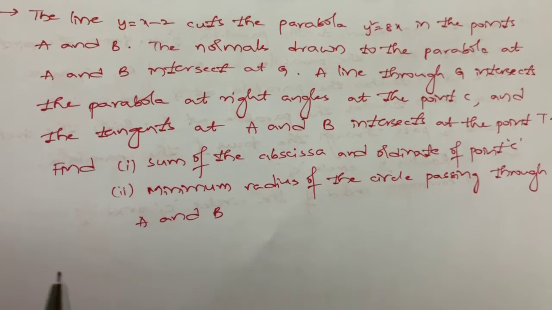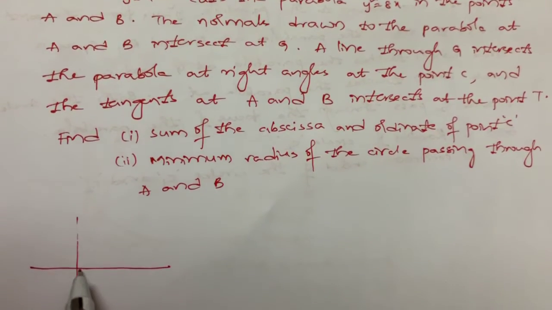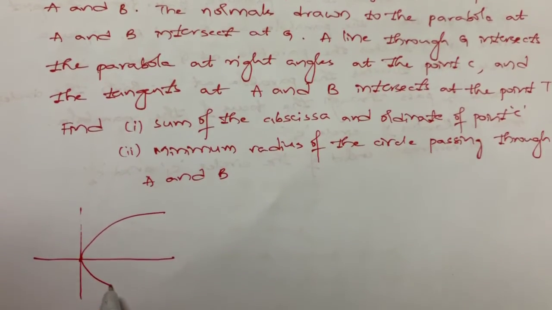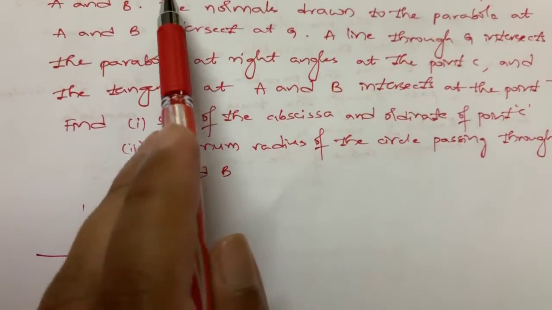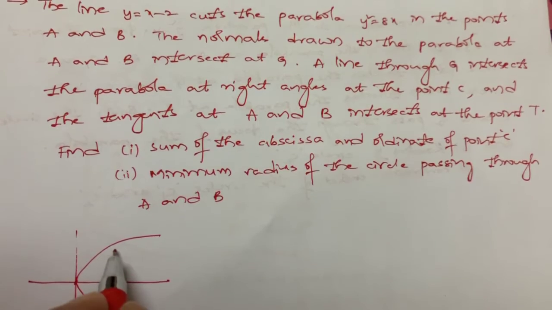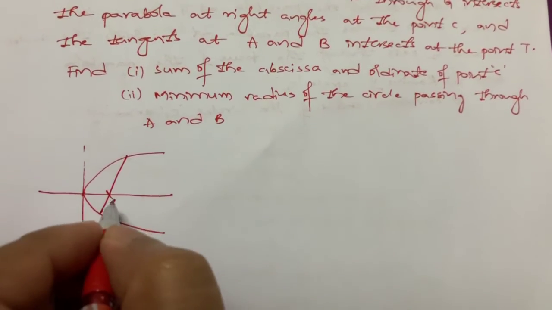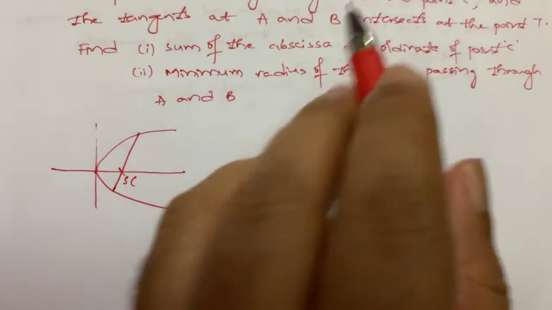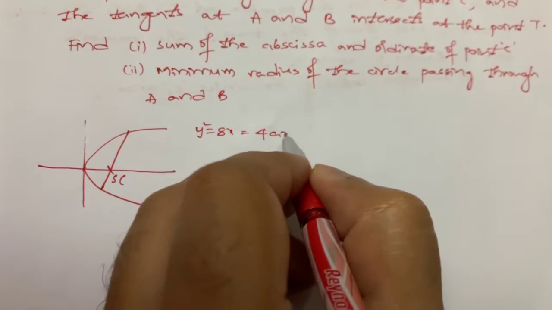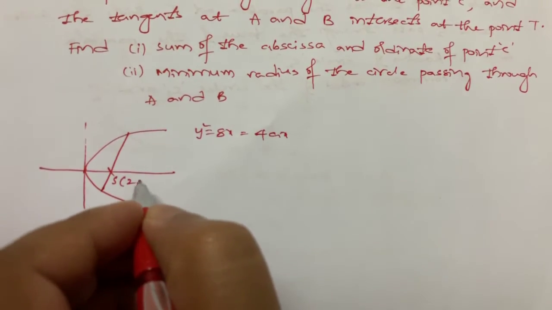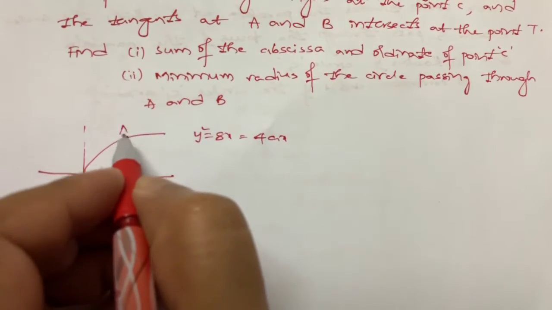Okay, so if I first draw the diagram, y² = 8x will be a rightward parabola, and y = x - 2 passes through (2, 0). So it's a focal chord, because the focus is (a, 0). y² = 8x is given; if I compare with 4ax, the focus is (2, 0). So the focus is given. So A, B.